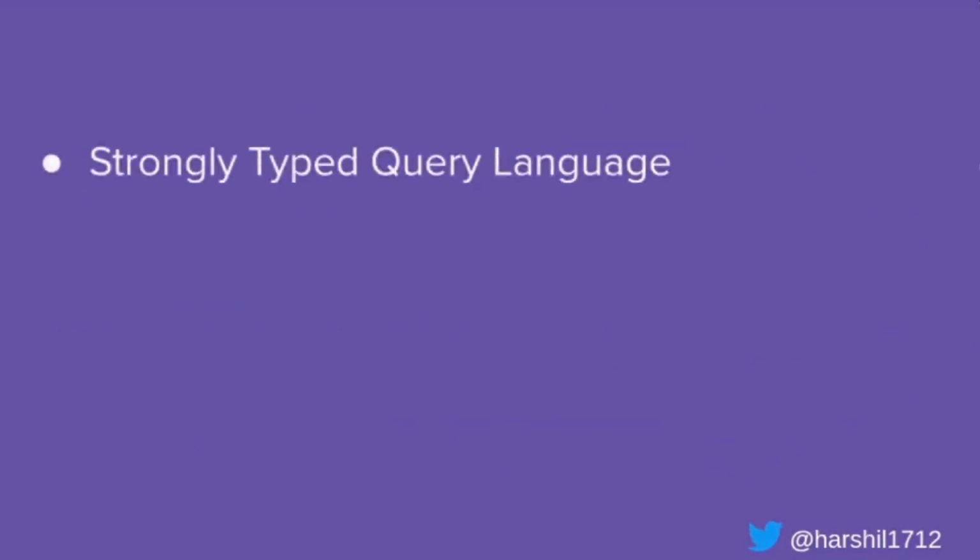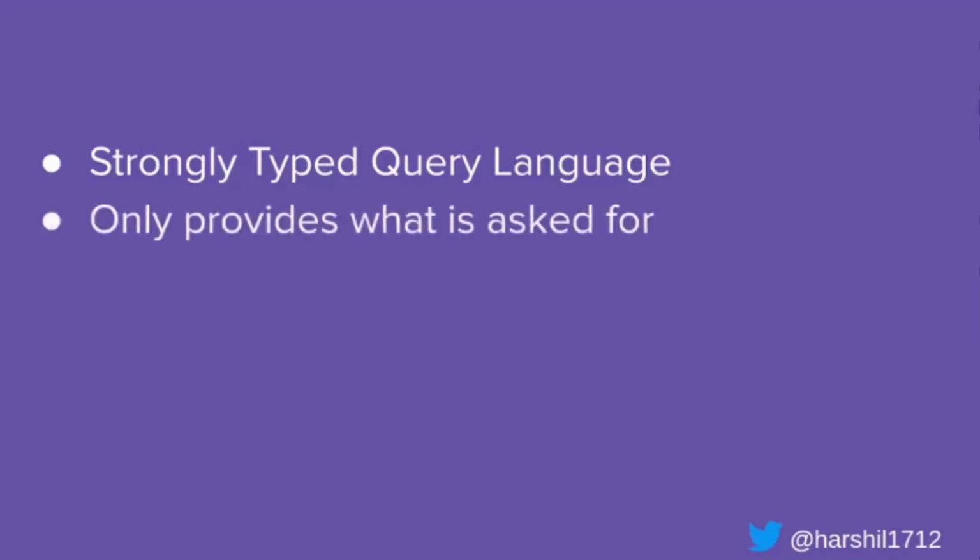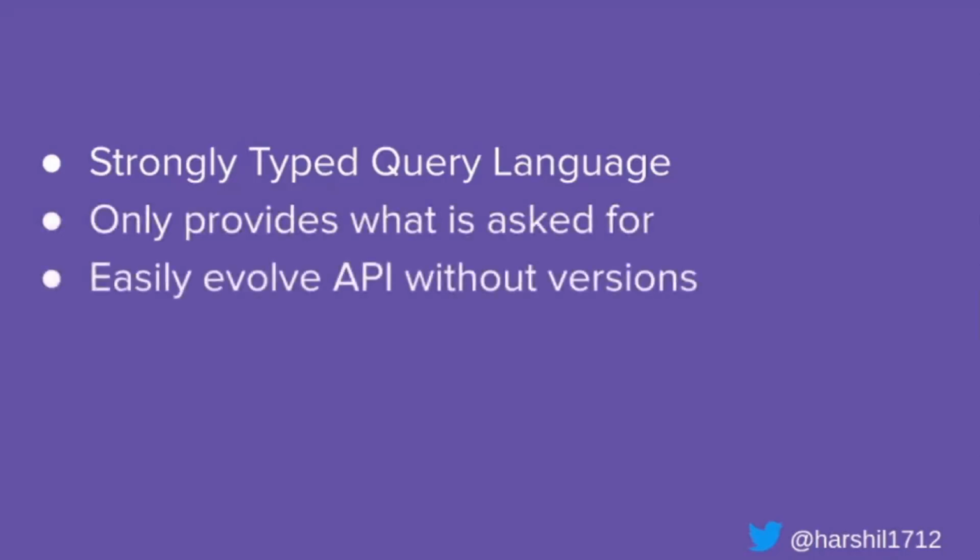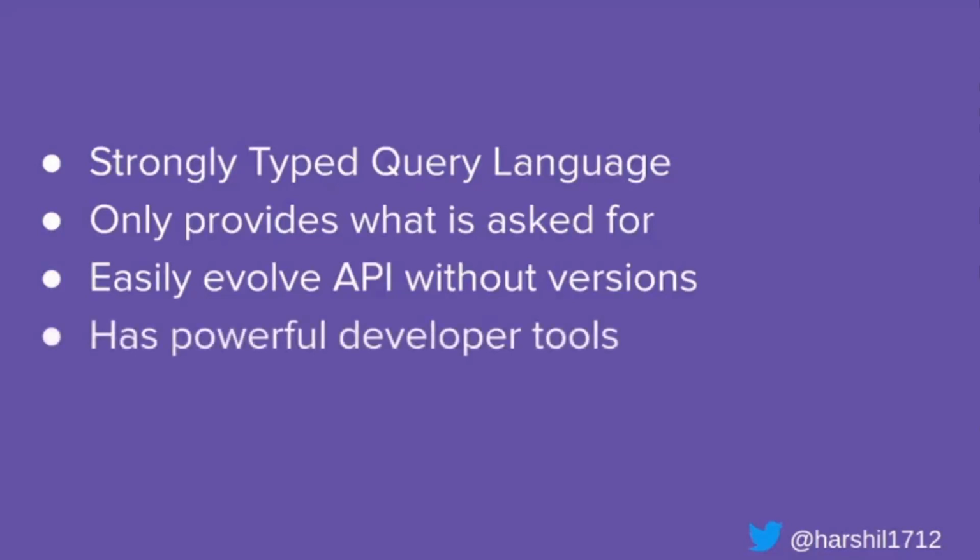To summarize, GraphQL is a strongly typed query language. It only provides what is asked for. We can easily evolve our API without bothering about the versions. And GraphQL has powerful developer tools.